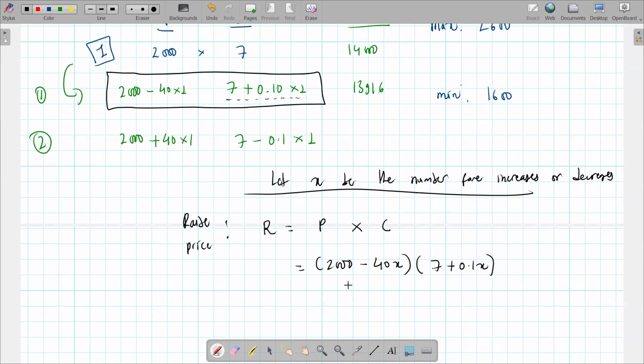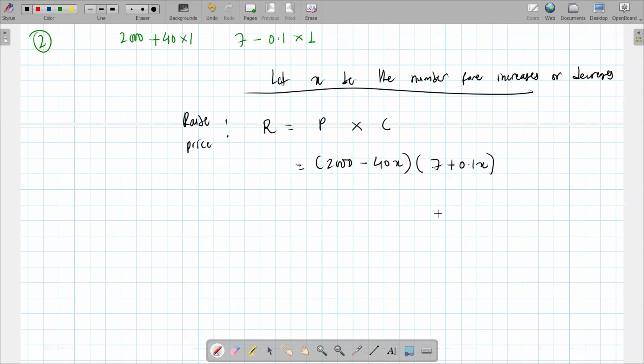What kind of a function are we looking at? Is it a sine function, log function, exponential, quadratic? What is it? You want to look at the power of x's. When you multiply, when you open them, what's the final power you get? 2. So it's a quadratic, right? It's opening down because of negative 40x squared.